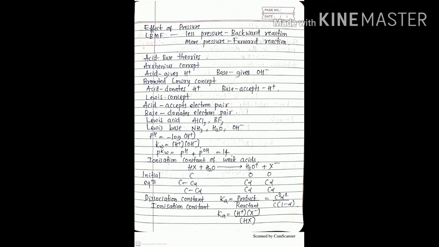pH is the negative logarithm of H+ ion concentration. Similarly, Kw is H+ ion concentration into OH- ion concentration. pKw: pH plus pOH is equal to 14.